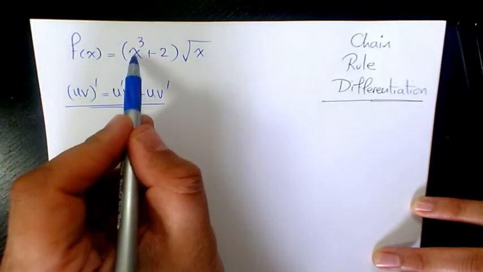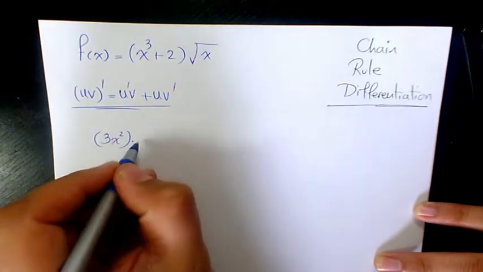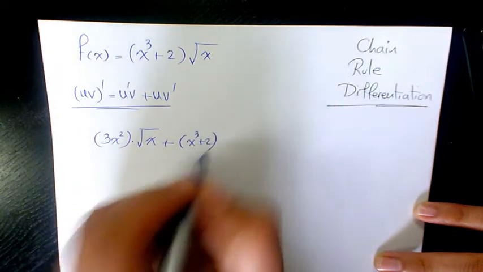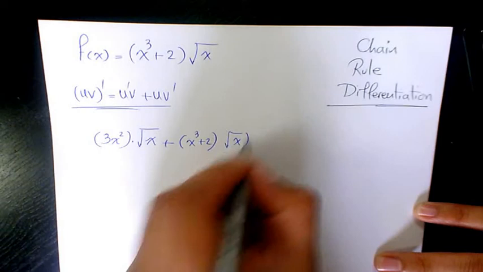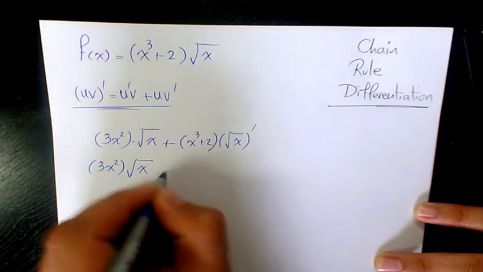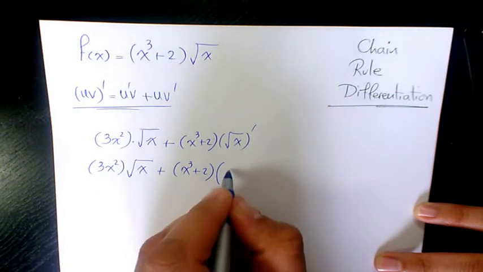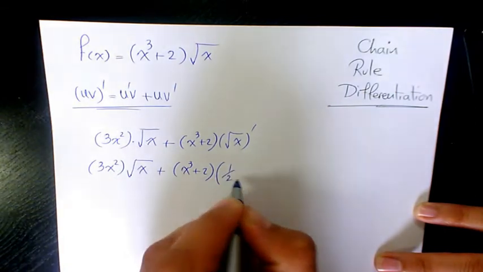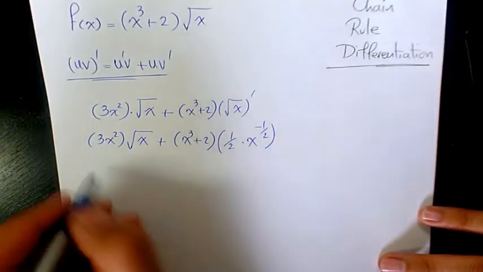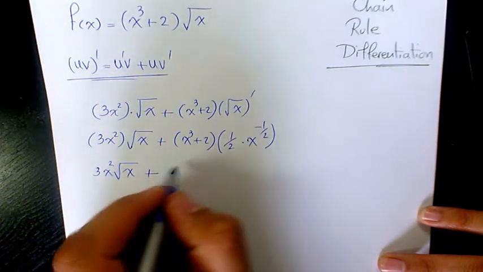So that's going to be the derivative of x cubed plus 2, which is 3x squared, times root x, plus (x cubed plus 2) times the derivative of square root of x. So it's going to be 3x squared times root x plus (x cubed plus 2) times the derivative of square root of x, which is going to be 1 over 2 times x to the power of negative 1 over 2.